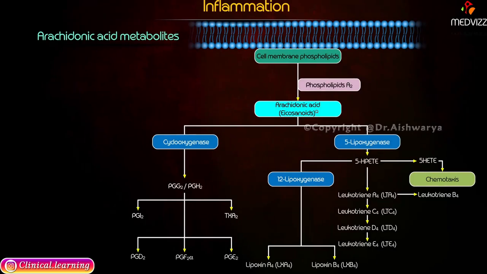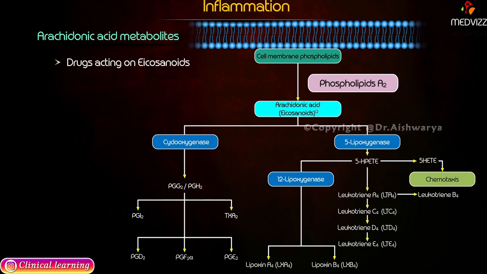And arachidonic acid metabolites. Here what you can see is the flowchart of synthesis of prostaglandins. So now let us talk about the drugs which act on prostaglandins or on eicosanoids. Membrane phospholipids are the ones which release phospholipase A2.